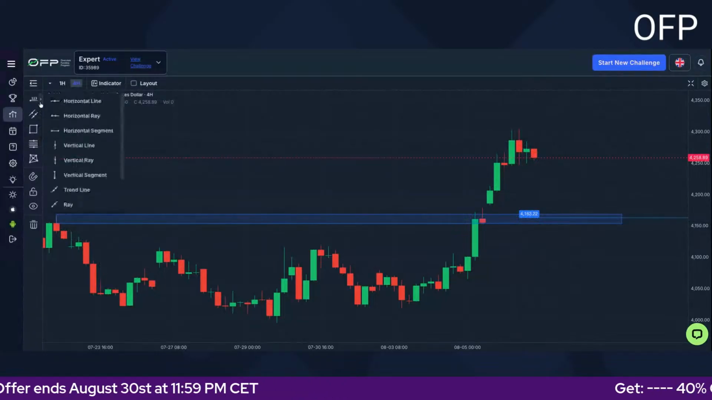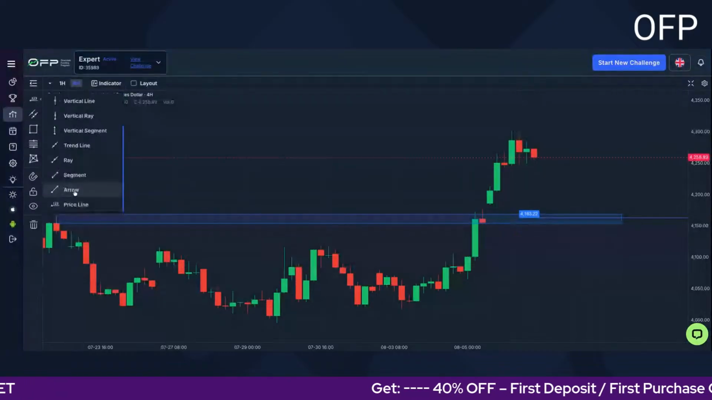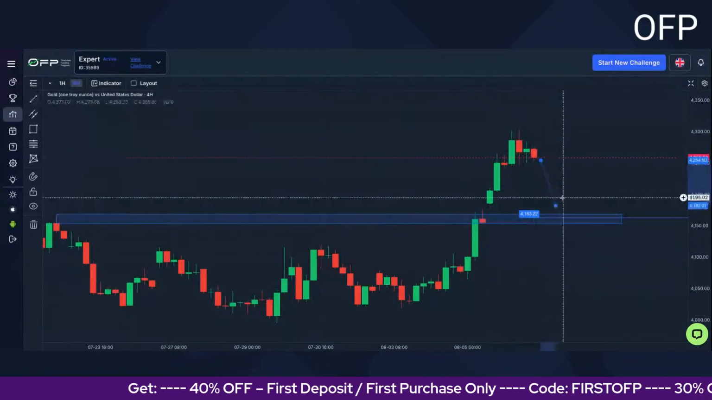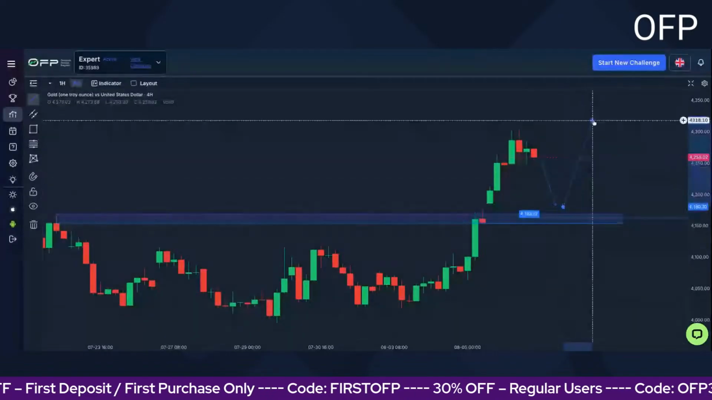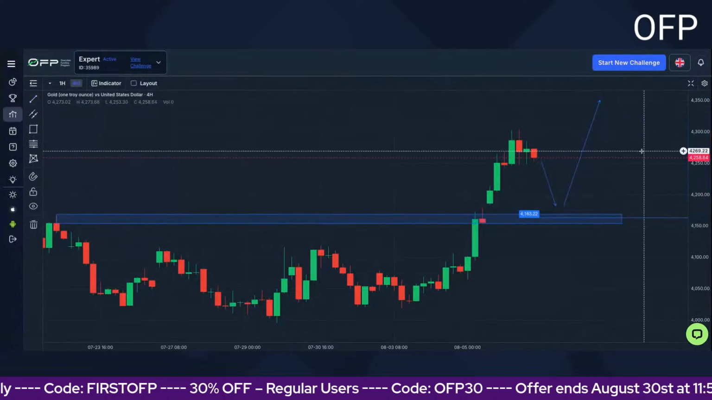Then possibly that's when we could be looking for buys going to the upside. So this is what I'm anticipating, a drop. Then afterwards, a move back up to the upside, probably even going to 4,350. So this is what I'm anticipating.